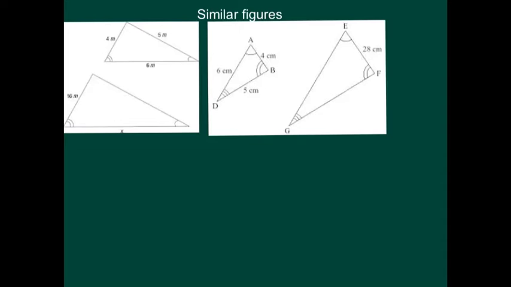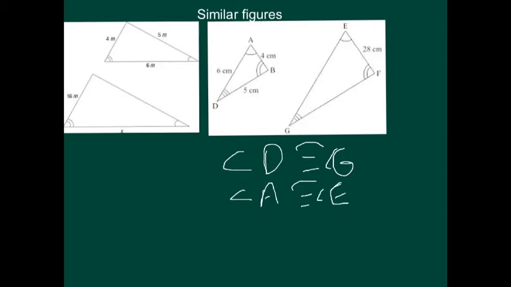For the second similar figure example, I'm given angle measures or angle similarities, so I know that angle D and angle G are congruent, and I know this because of the 3 lines, and I know that angle A is congruent to angle E because they both share 1 line, and then I know that angle B is congruent to angle F because they have 2 lines, and those lines tell me the pairs of angles that are similar to each other.